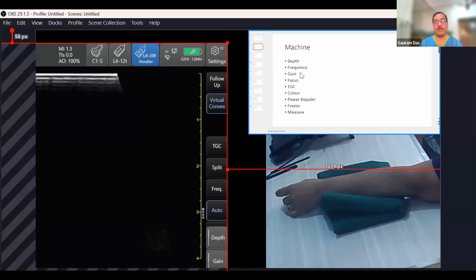But here you also have to remember, when your frequency is higher, your resolution is also very good, very high. And when your frequency is lower, your resolution will be a little less, resolution will be compromised.